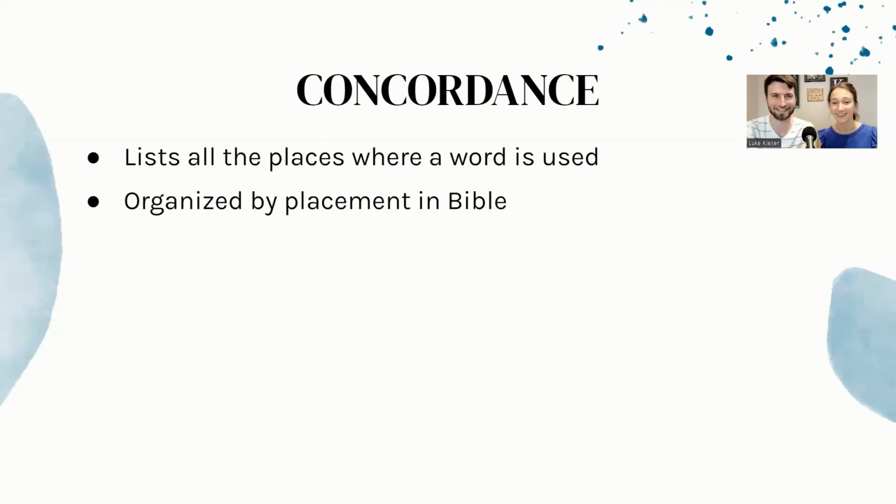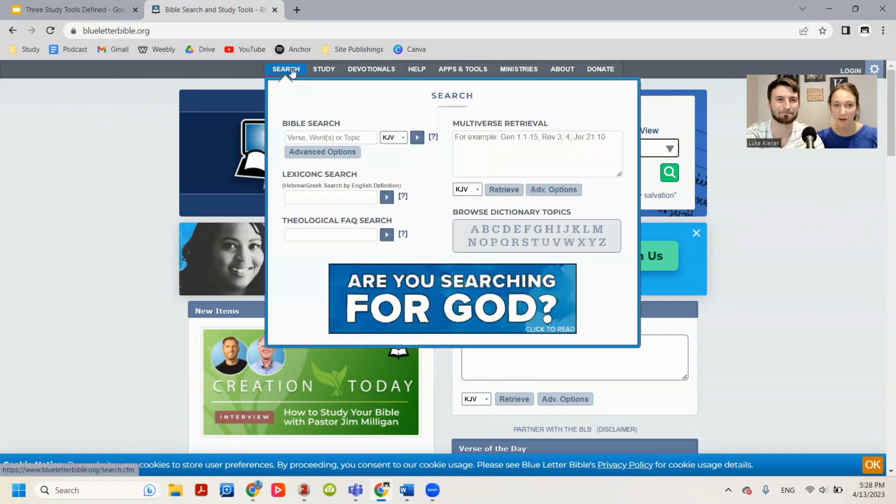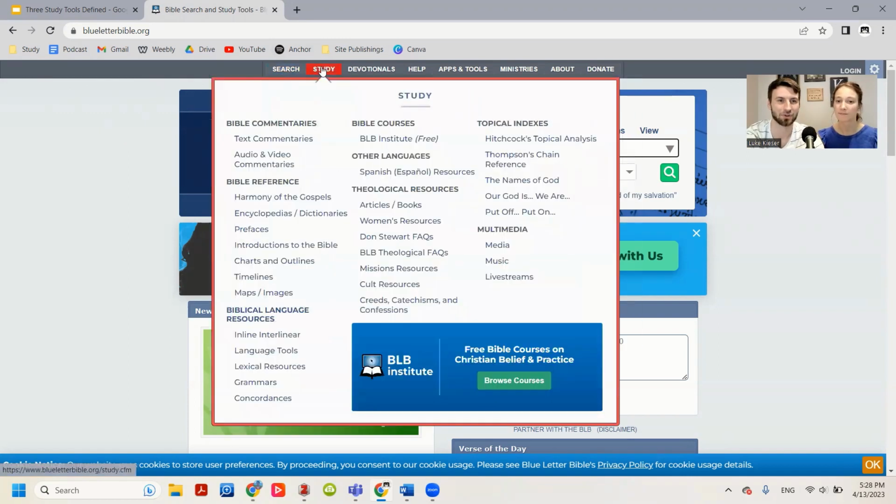So let's take a tour of something that can be really helpful with these tools. Okay. So here is one website which has these tools. There's multiple study websites, but I like Blue Letter Bible. Okay. So it's blueletterbible.org. And so for dictionaries, you can come up to Study here, and they put encyclopedias / dictionaries. Oh, funny. Because they're the same thing. But different than a lexicon.